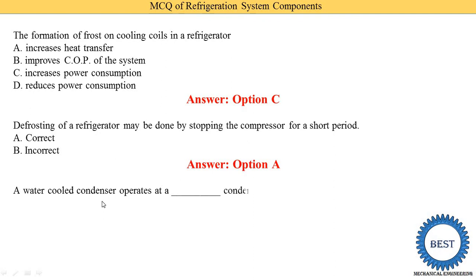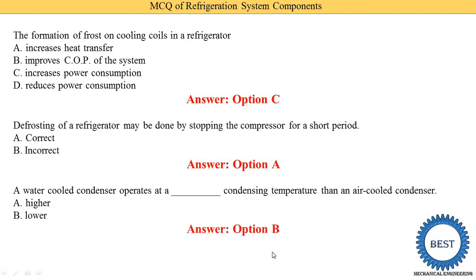A water-cooled condenser operates at higher or lower condensing temperatures than the air-cooled condenser. Means in an air-cooled condenser there are different temperatures, and in a water-cooled condenser there are different temperatures. So is it higher or lower? Option B is correct.